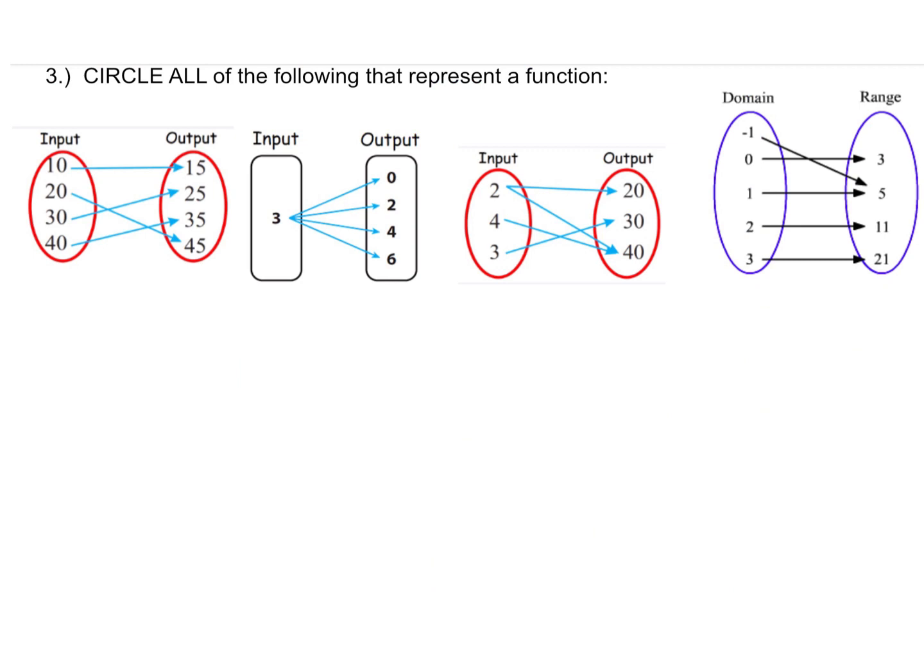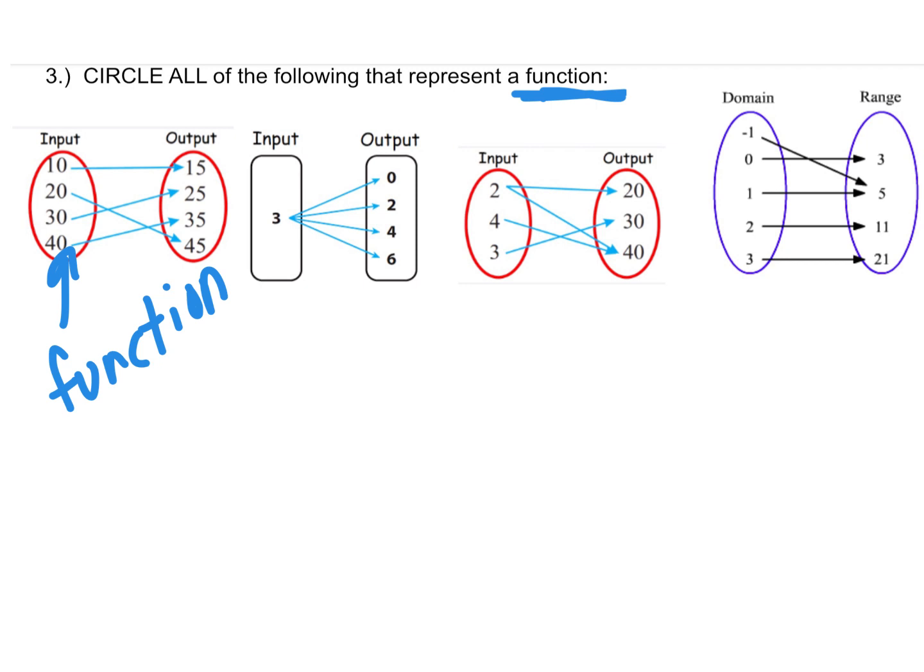Okay, now we're going to look and see which of the following are a function. These are called mapping diagrams. But you're looking for the same thing. You're looking to see that all of the inputs have exactly one output. And see how 10 pairs with 15, 20 goes with 45, 30 goes with 25, and 40 goes with 35. So we have all different inputs. So mapping diagram A is a function.